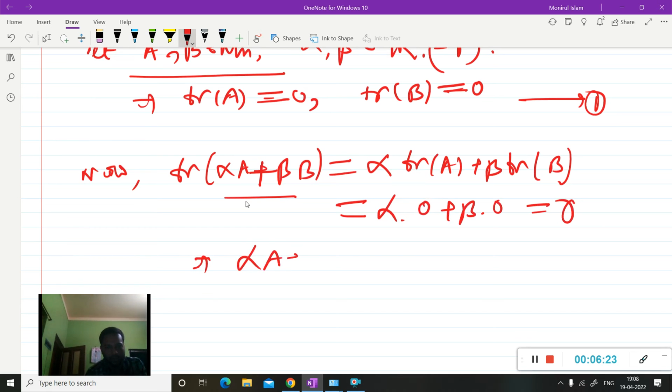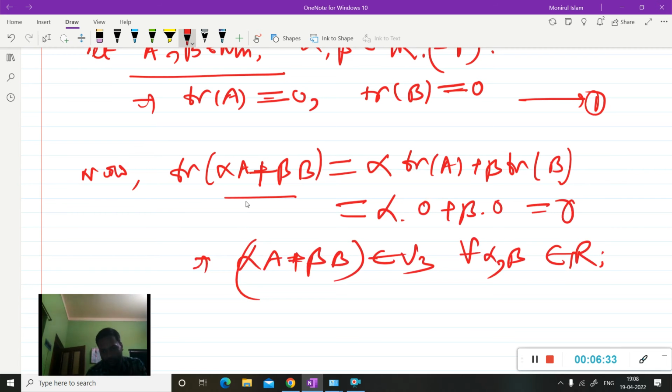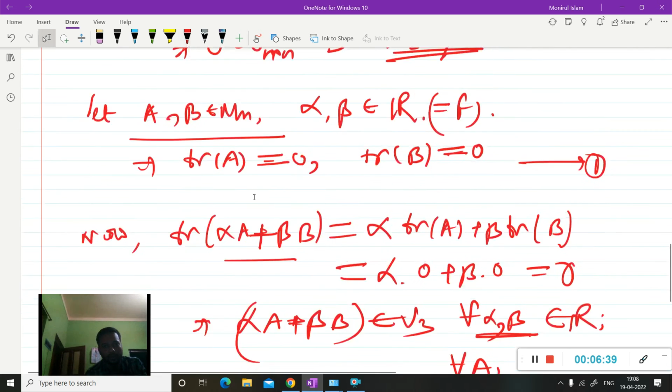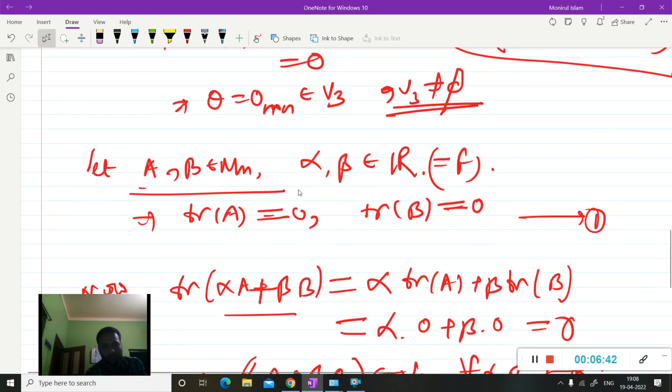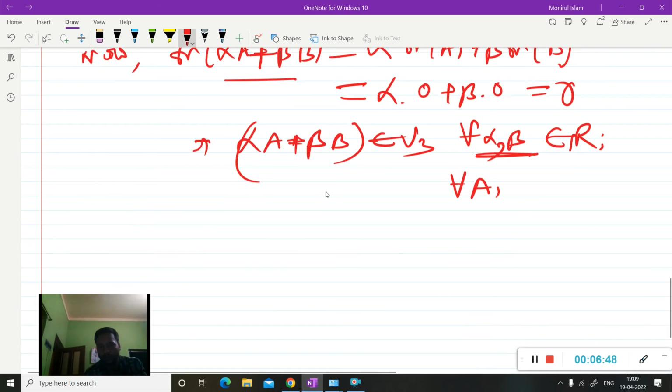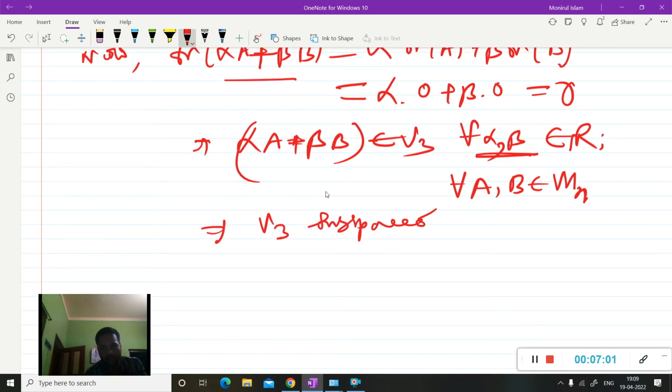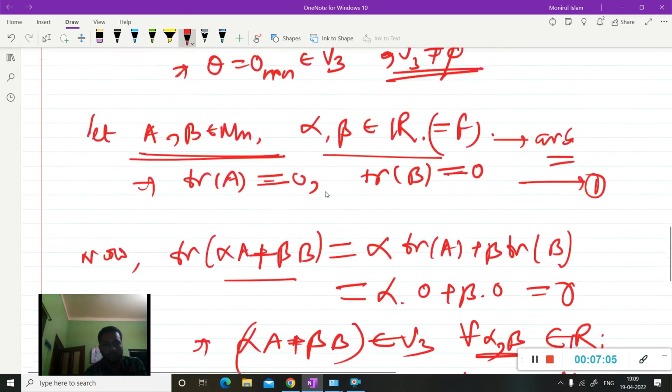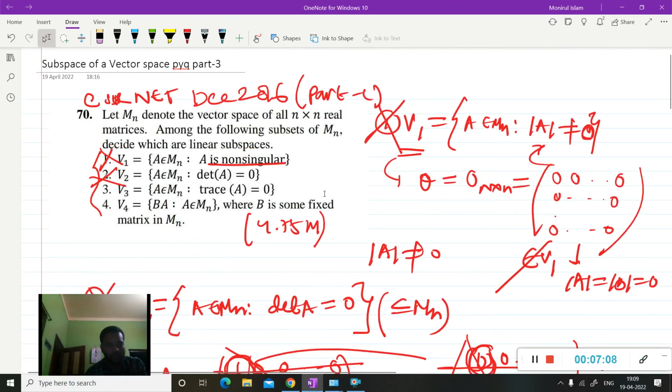So it implies alpha A plus beta B belongs to V3 for any scalar alpha, beta. The matrices A and B are arbitrary, and the scalars are also arbitrary. So for any matrices A, B in Mn and any scalars, this will hold. So you can say V3 is a subspace of Mn. So option 3 is correct.